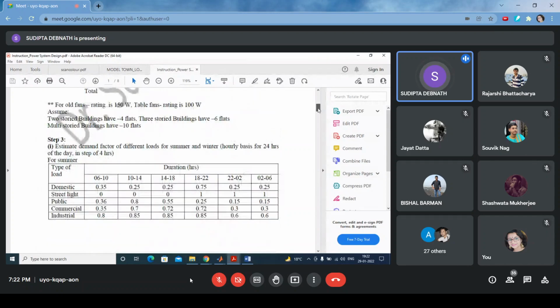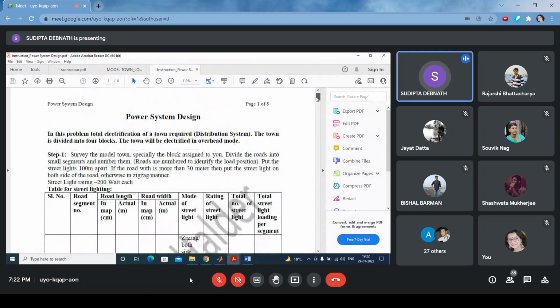Now see, these are some steps given. First step is to put the street lighting. See, there are some norms given here. Put the street lights 100 meters apart. If the road is, this will be the road width.